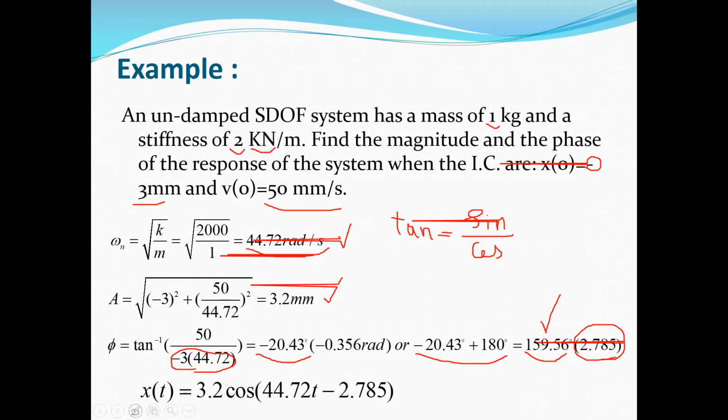And then you can substitute, and this is your x(t), the response. The amplitude is 3.2, and the phase angle is 2.785.